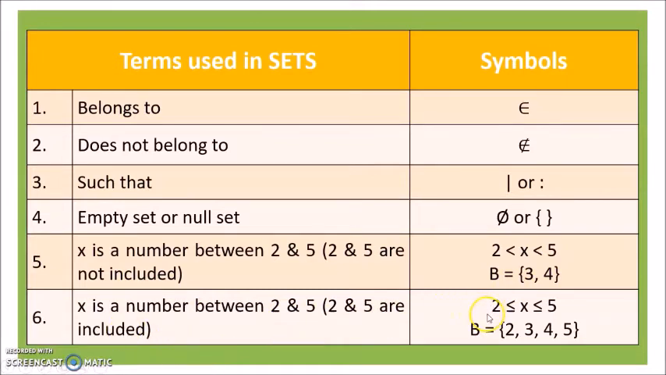Next, x is a number between 2 and 5, but 2 and 5 are included here. So how do you write when 2 is included? Please note that under the less than sign, there is an equal to sign. This means 2 is included in the set. 2 less than or equal to x, and see your 5, before 5 also there is a less than and an equal to sign. So that means 5 is included. So which are the members of this set? 2, 3, 4, 5.